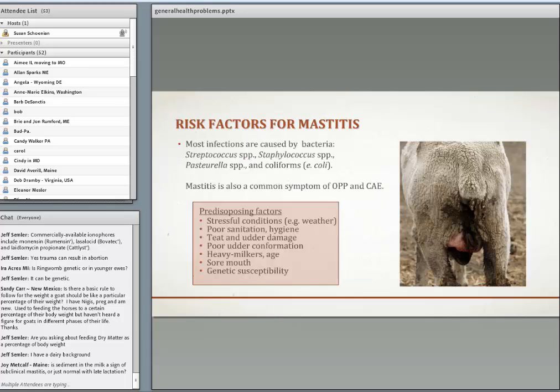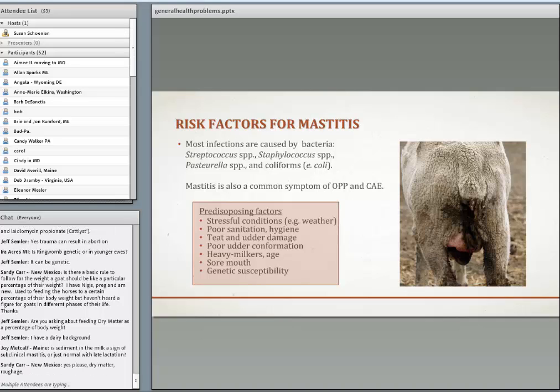What causes mastitis is primarily different types of bacteria. These are the kinds that have been predominantly identified in sheep and goats. Mastitis is also a common symptom of OPP, ovine progressive pneumonia, as well as CAE, so it can be part of that symptom complex for those diseases, which we'll talk about next week.